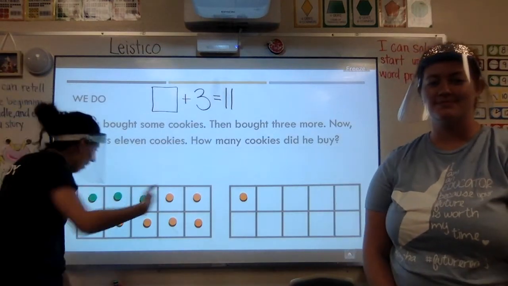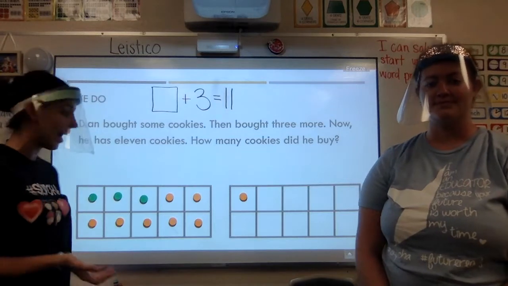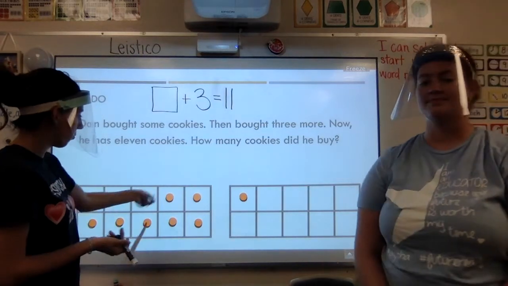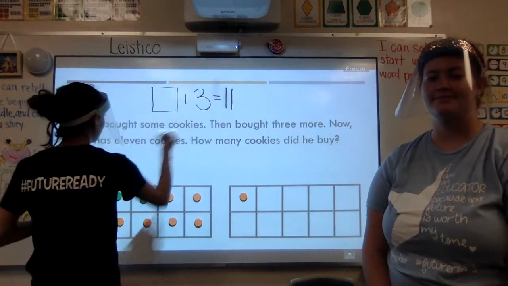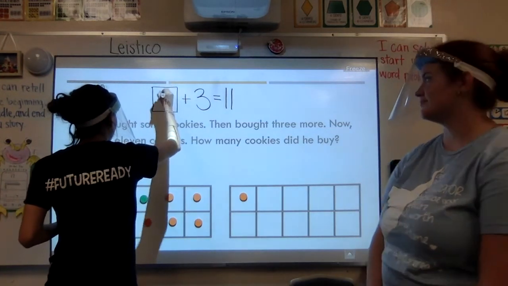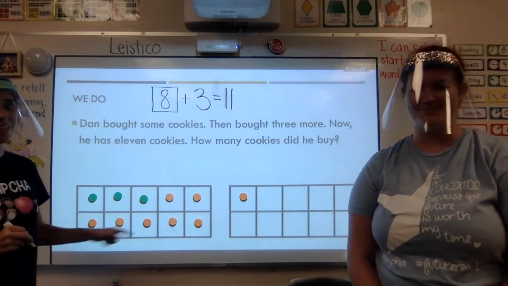So I have 11 cookies here now, and I can clearly see how many he had at the beginning by counting my orange dots. So I have 1, 2, 3, 4, 5, 6, 7, 8. So he should have started with 8 cookies, and then he bought 3 more to make 11.